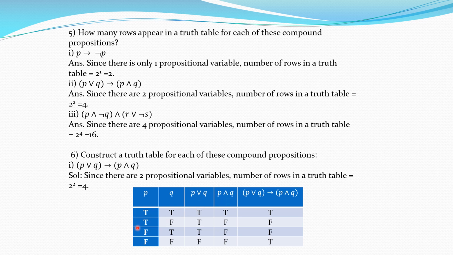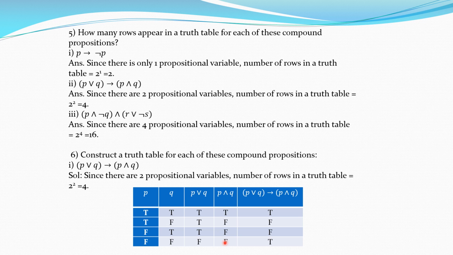Now here in the first 3 rows, P or Q is true. But at the same time, P and Q must be false. So these are the two middle rows. Now here it is true and it is false. So true implies false is false. Again here P or Q is true and P and Q is false, so it is false. And the remaining we write directly as true value.